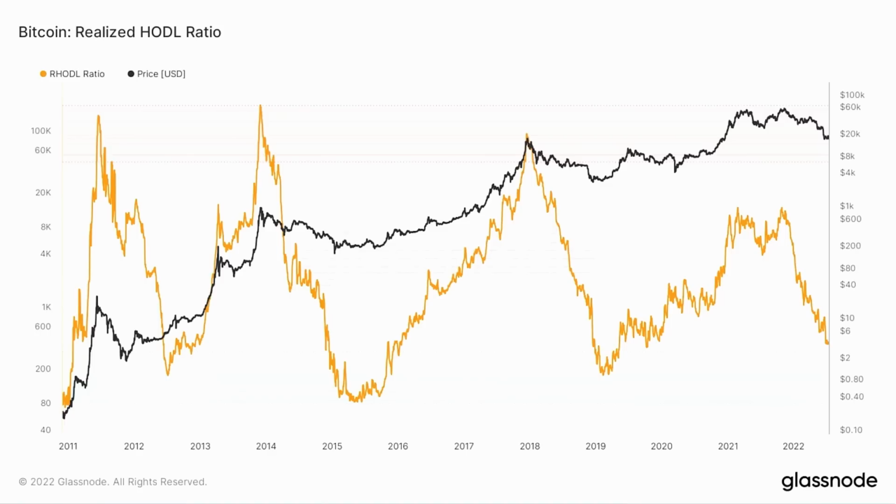So this is probably one of my favorites in terms of bottoms. Realized HODL ratio, this is another good one for bottoms. What this one is basically showing: when it gets into the green, you buy. When it gets into the red, you sell. And like the realized price, it's one of the most accurate indicators out there. This particular one is saying that we've got a little bit more falling to go. But yeah, it's still good.